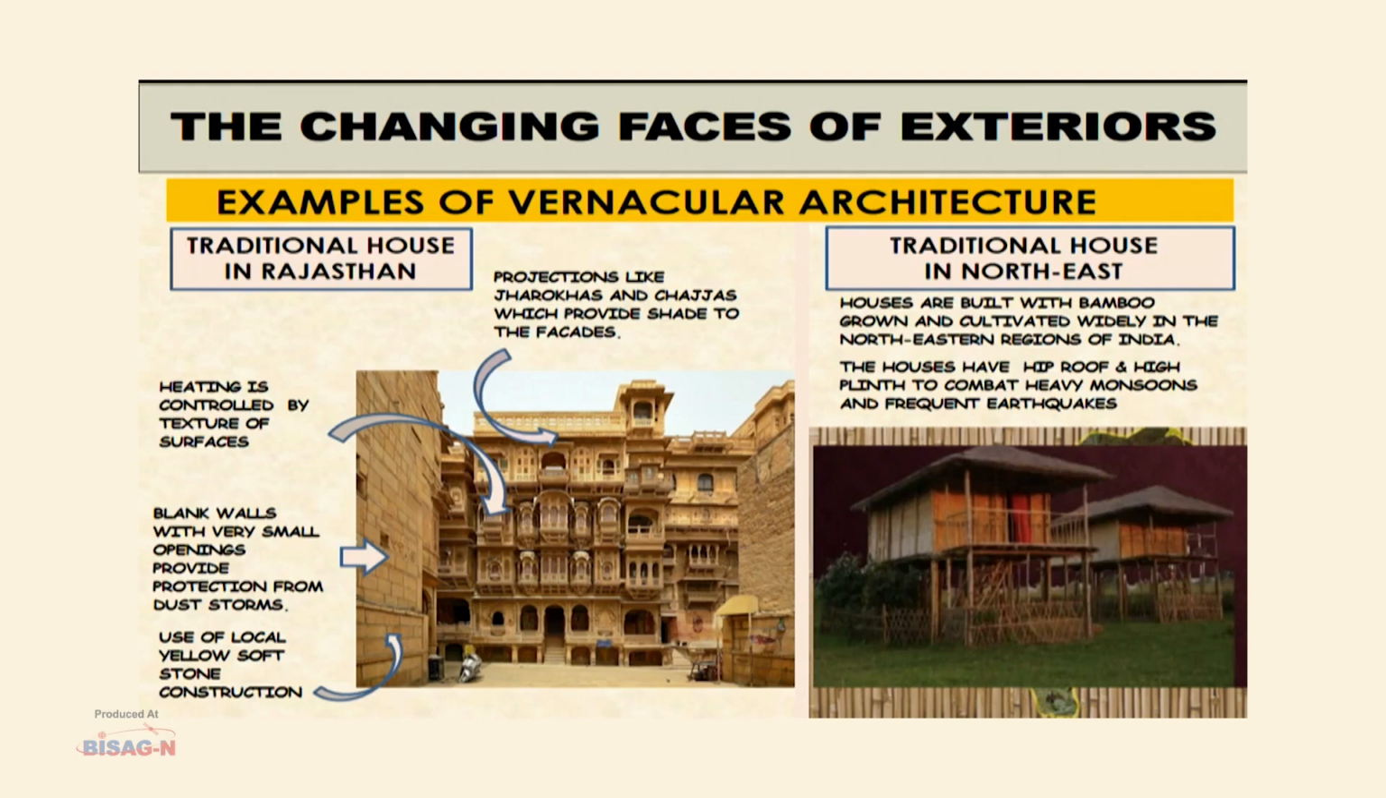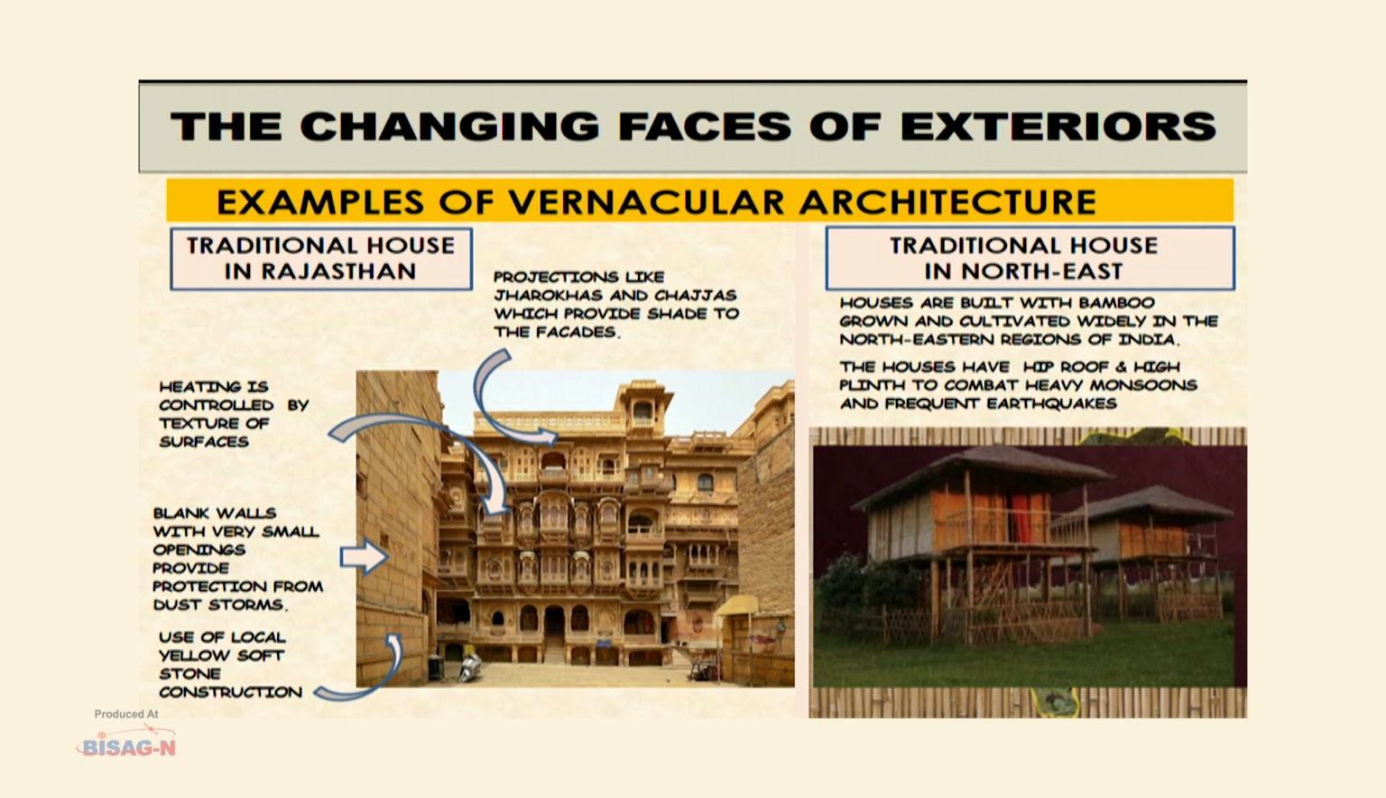A typical example of vernacular architecture is the traditional houses of Rajasthan, where we can see the projecting jharokas and chhajjas which provide shade to the facades. We also see the intricate stone jalis which really control the heat by the texture of their surfaces. And we also see very big blank walls with very small openings which are placed in the direction of the dust storms. And these are usually characterized by narrow streets so that the buildings shadow over each other.